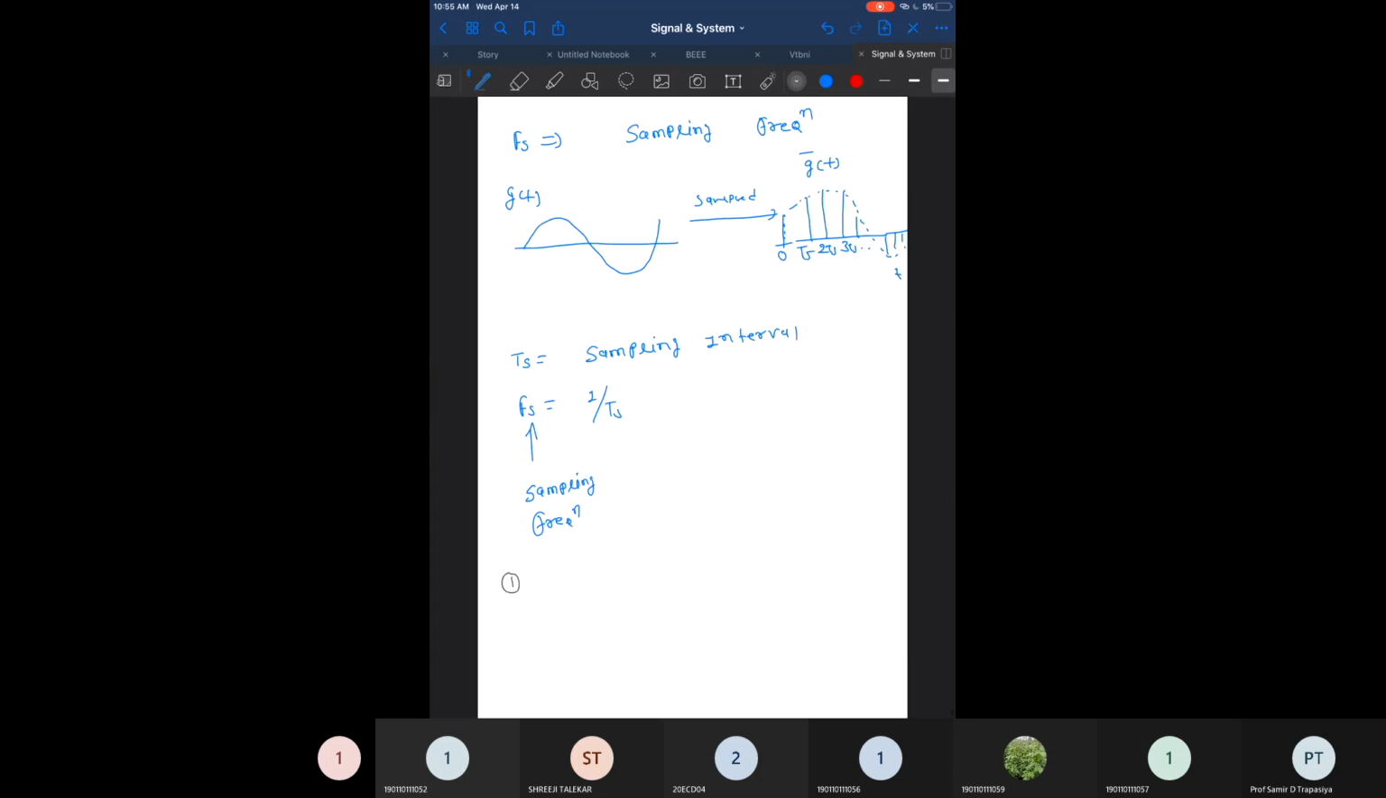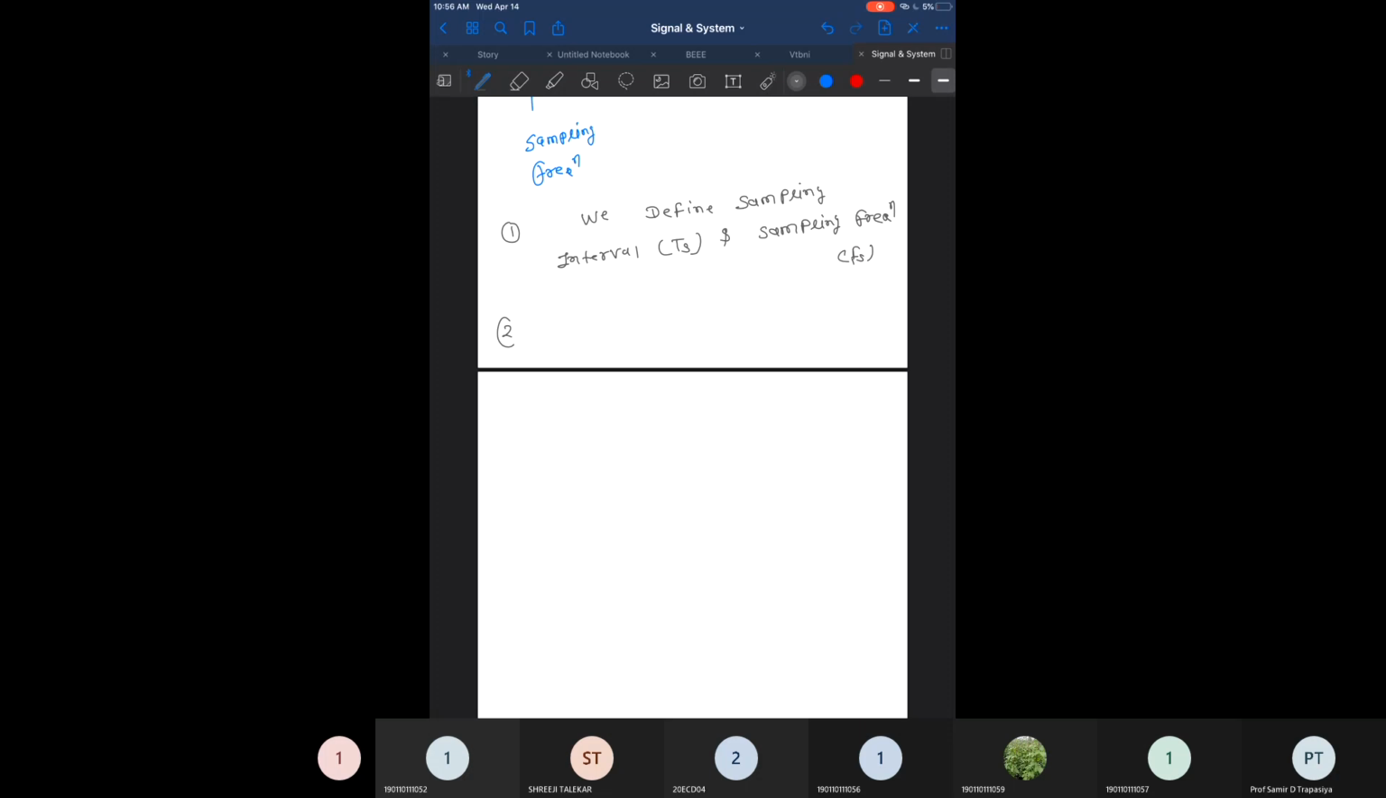Now I summarize the steps. In this experiment, first we define the sampling frequency or sampling interval Ts, and sampling frequency Fs. This is the first step. Now in the second step, we will choose two different signals that are known as G1 of t and G2 of t. Two different signals we are choosing.